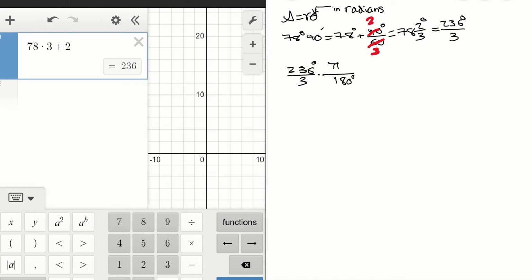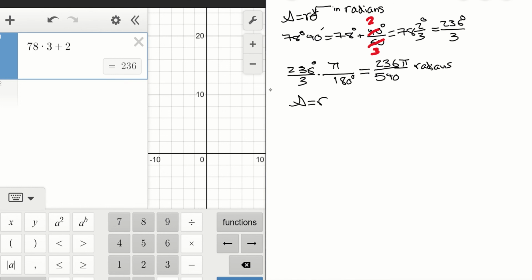Again, I don't want to multiply the pi in. I'm going to just multiply out these numbers, the 3 and 180. So I end up with 236 over 540, and we have a pi that's still going to be there on the top. So that now we know is in radians, so we can safely use it in the S equals r theta formula.